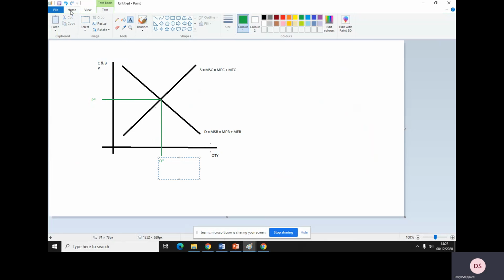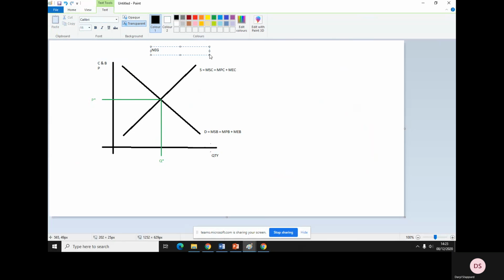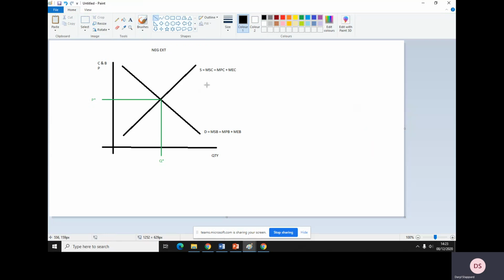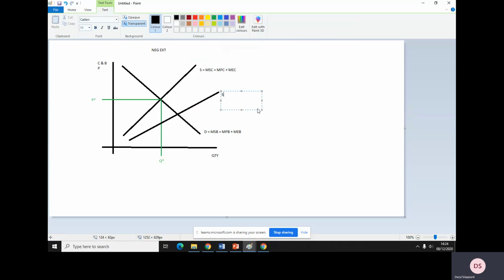Now this time, the problem with negative externalities is that when businesses produce, they don't think about the full social costs. They will base supply only on the marginal private costs. Now, if you think back to supply and demand diagrams, what we said was that when business costs fall, supply will move outwards. Look at the problem here. Firms base production on private costs, not social costs.